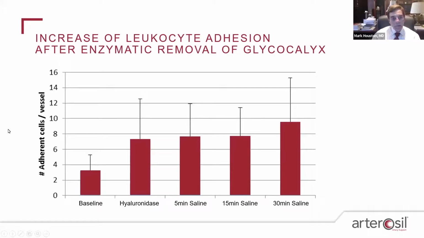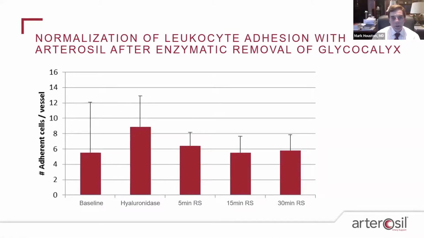So here's the data from the study. And this is the baseline over here. What we're looking at on the vertical column is the number of adherent cells per vessel. So we add hyaluronidase, you can see the damage is dramatically increased. Adding saline really did very little. 15 minutes after saline, nothing, and then the damage actually is getting worse. So saline didn't really do anything to improve the glycocalyx function.